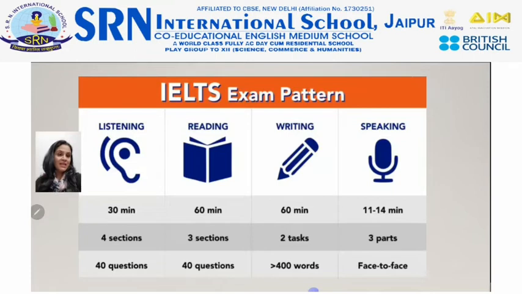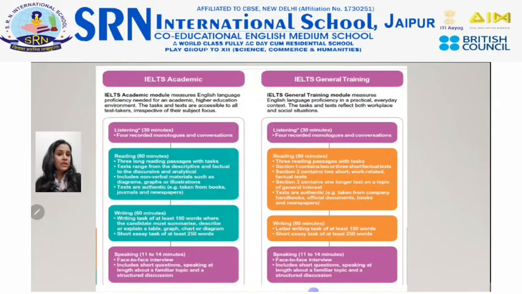And your speaking assessment has 3 parts. First is your introductory section, just to make you comfortable with the examiner. The second is the cue card section, where 1 minute is given to you on a very generic topic, and then you have to speak for 2 minutes. And then depending on that particular topic, there is a discussion with the examiner. So this particular section has 3 parts. Now let's study this in detail.